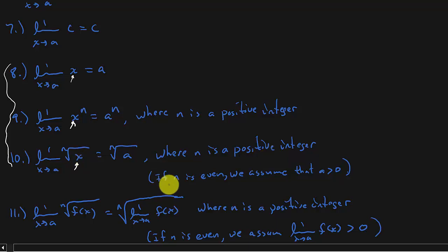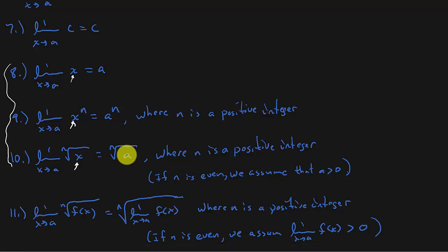And for this one, if n is even, then we assume a is positive, because remember that if n is even, that would be like the square root or the fourth root, and we can't take the square root or the fourth root of a negative number. If we do, we get the imaginary numbers.